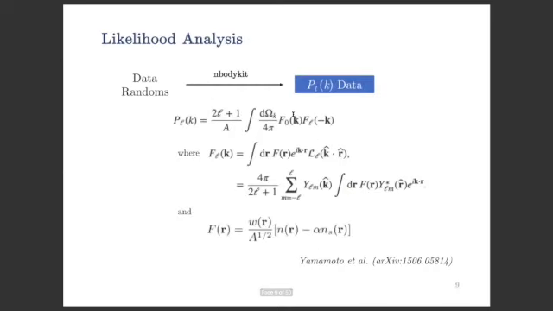And I'll briefly talk about the likelihood pipeline. To measure the power spectrum, I used a Python package called nbodykit. Here we use the Yamamoto estimator, and using this, we write down the multipole estimator right here.